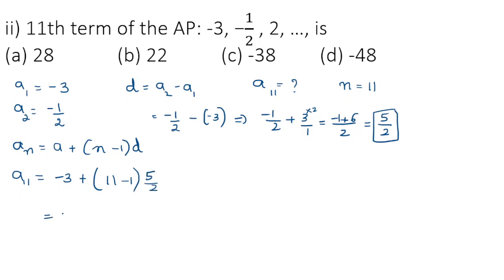Now minus 3 plus 11 minus 1 is 10, into 5 by 2. The bracket refers to multiplication. Now 2 1s are 2, 2 5s are 10. So minus 3 plus 2 5s are 10.